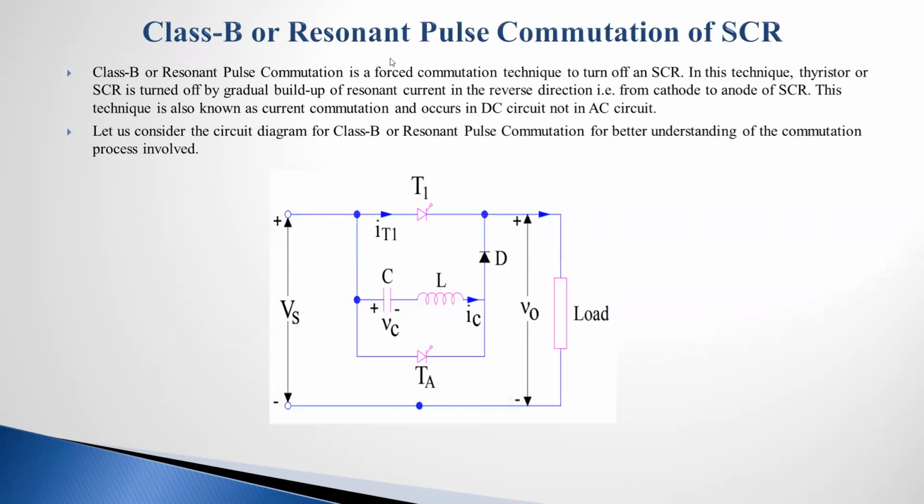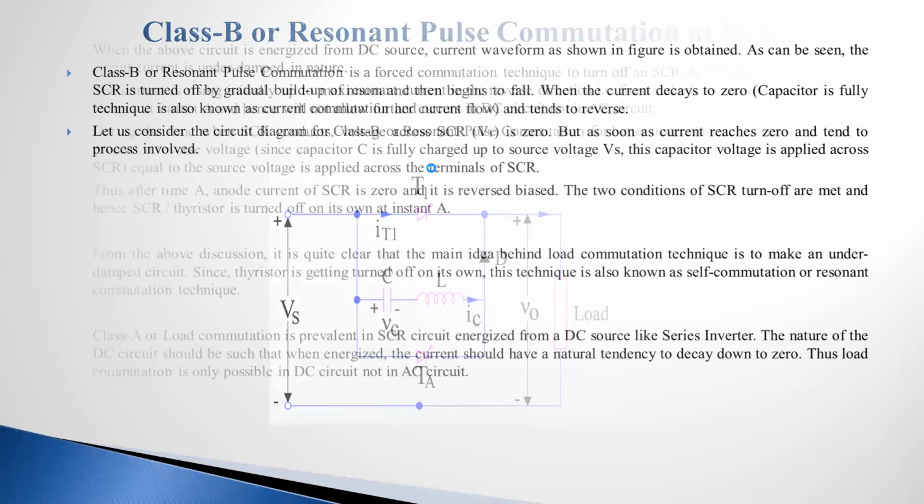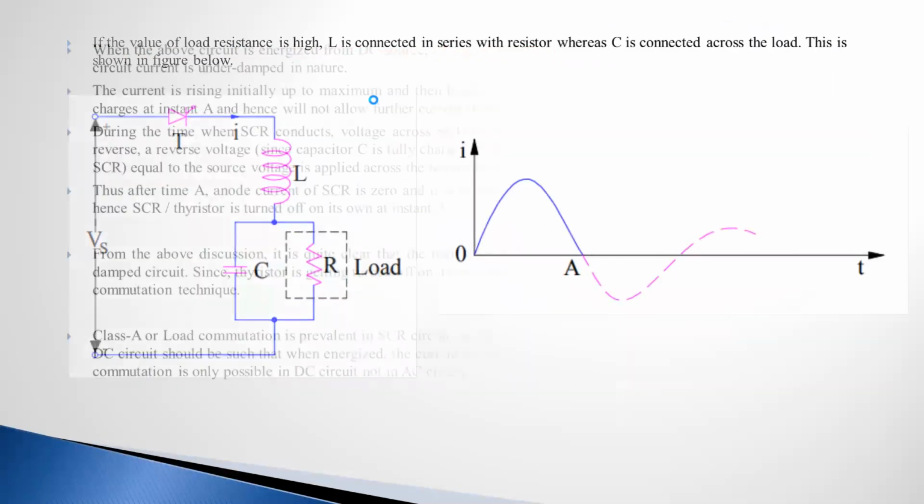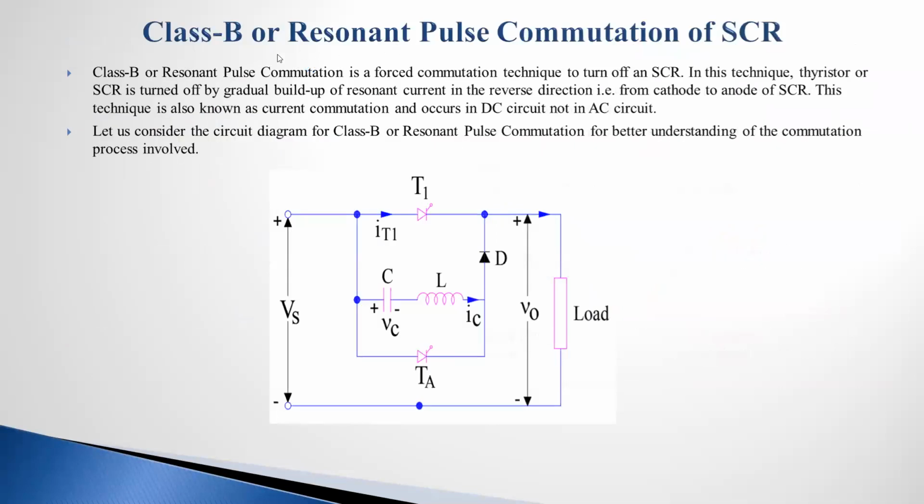Next one is the class B commutation or resonant pulse commutation of SCR. You have to remember both names. What is the other name of class B commutation? Resonant pulse commutation. What is the other name of class A commutation? Load commutation. Clear? So please remember both names.